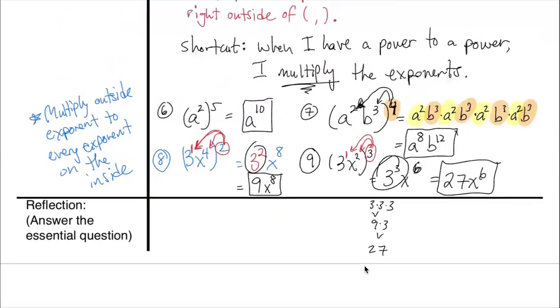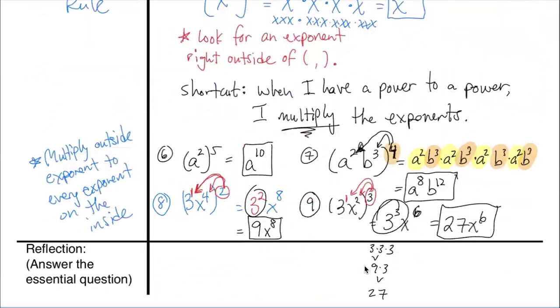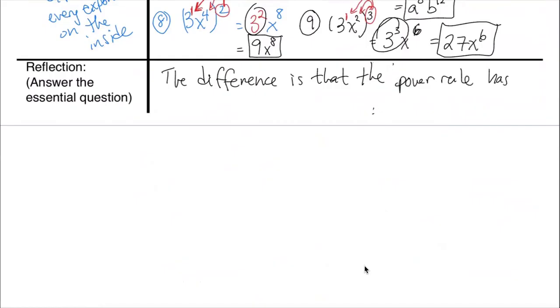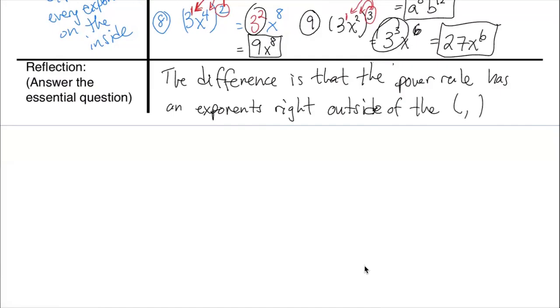Now, the reflection question says this: what is the difference between product rule and power rule? The difference is that the power rule has an exponent right outside of the parentheses. Good, going to write that down. And that will conclude our notes for today.